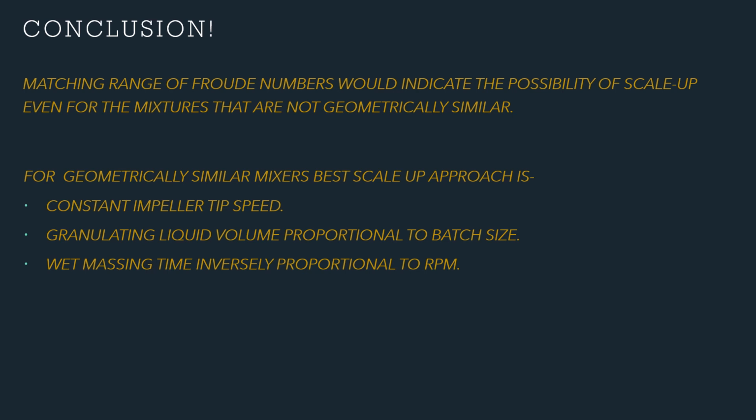So we can go with the constant impeller tip speed rule, and the wet massing time, the kneading time, we can calculate as we discussed in the previous slides. The binder quantity will scale linearly, so there is no need to change the binder quantity. If you are taking 20% fluid uptake in the development, then the same uptake you can go with at plant scale, while reducing the impeller RPM based on the impeller tip speed calculation, and increasing the kneading time based on the equation RPM1 into T1 equals RPM2 into T2. So this is all about the scale up of the wet granulation process.